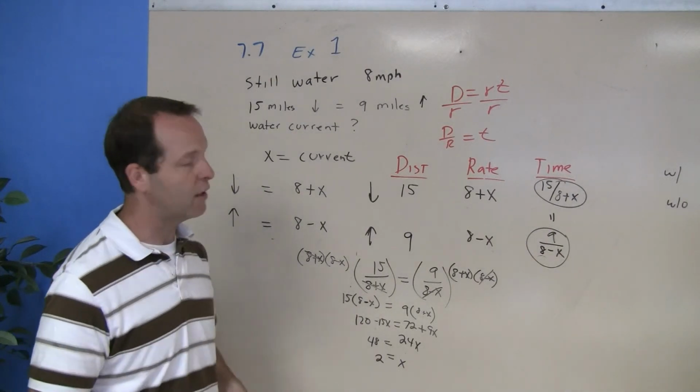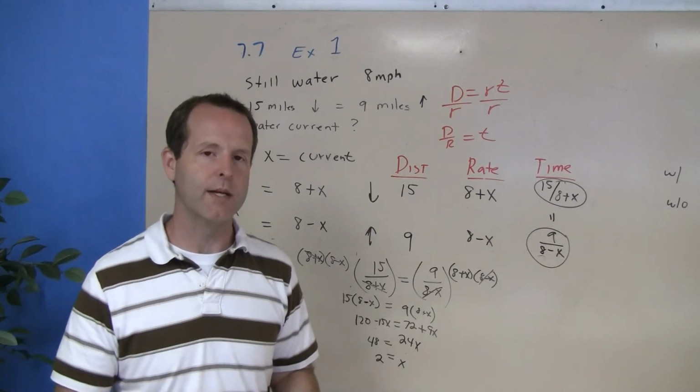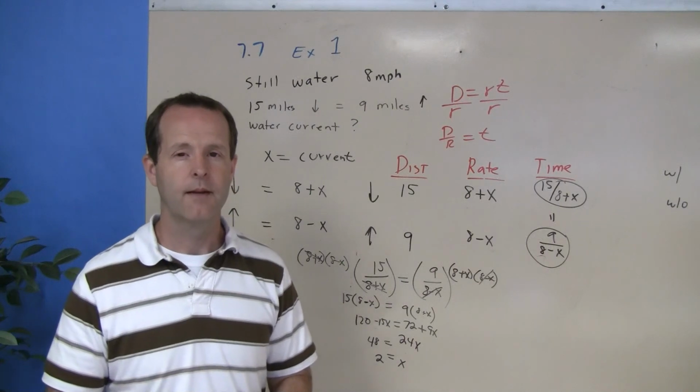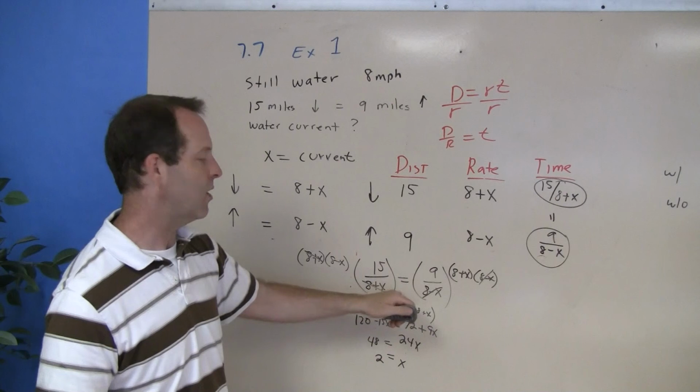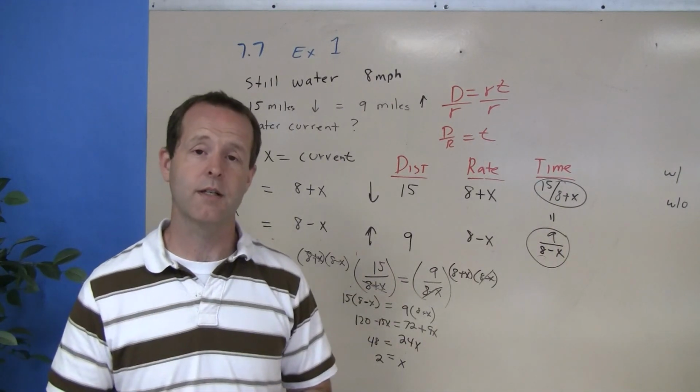So that's one application of how we understand the relationship between distance, rate, and time, and how to apply that into a little bit of a problem that gives us some information, and then we use some of our skills on how to solve a rational equation to solve that problem.